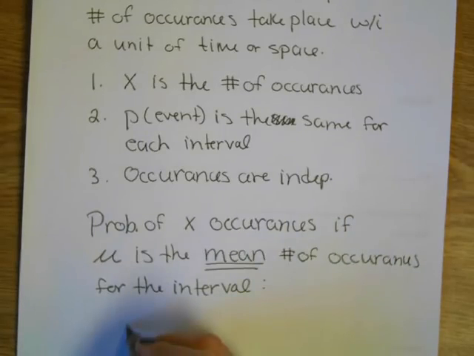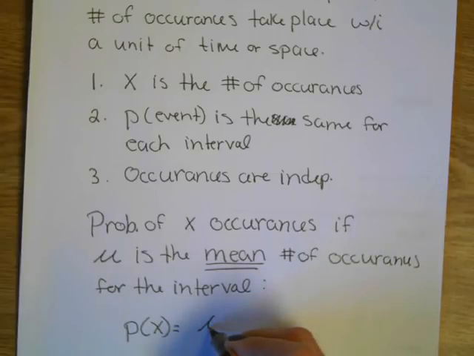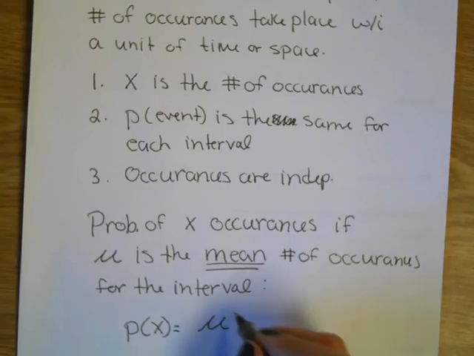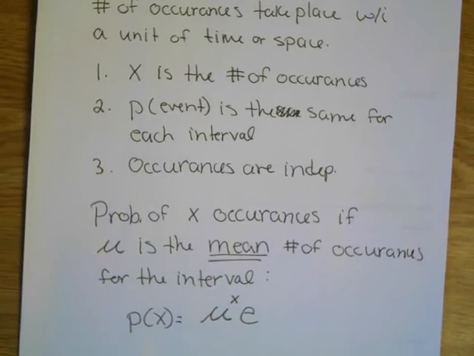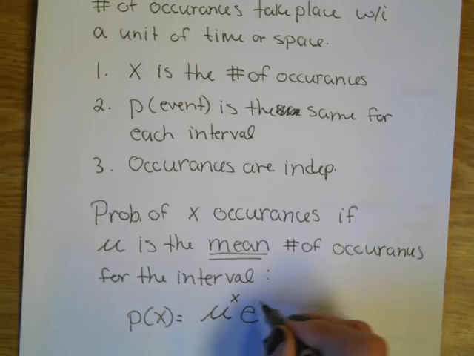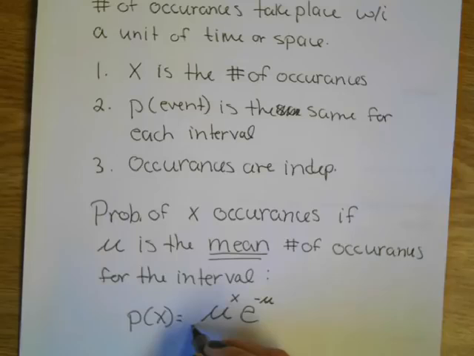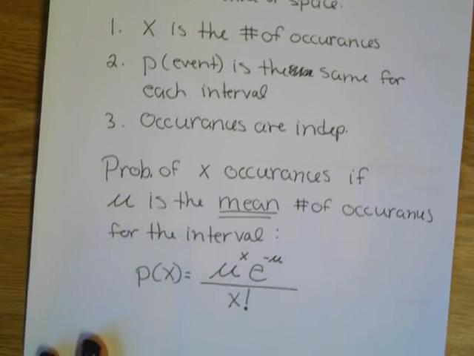So the formula is the mean raised to the x times the constant e, which is on your calculator, and I'll show you that, raised to the negative mu, all divided by x factorial. Of course. Nice little easy formula for you to work with.